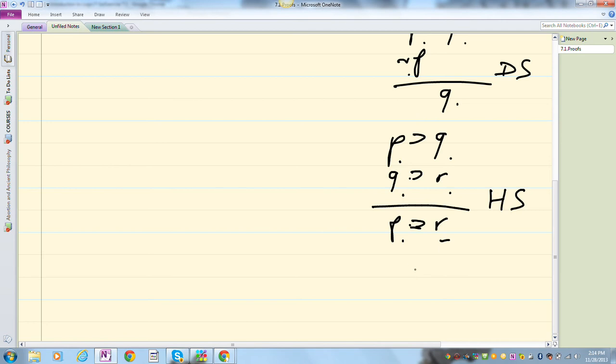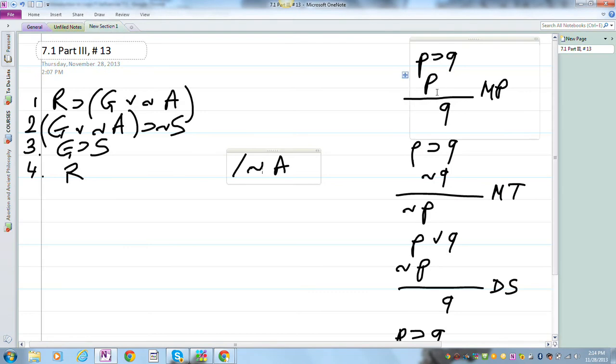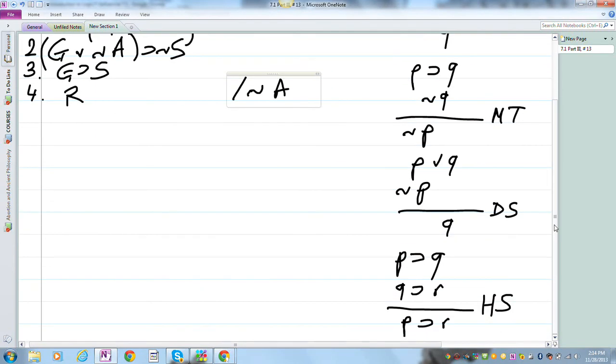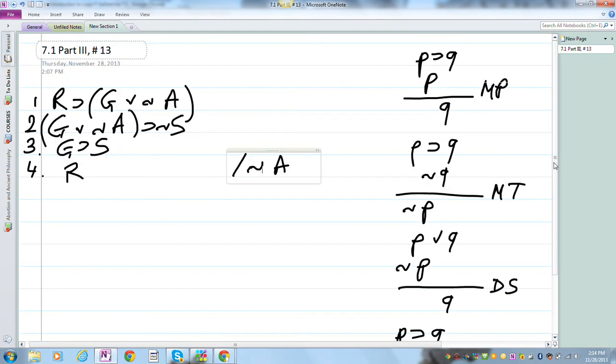So now that we have reviewed the patterns of reasoning, I still have them here on the right-hand side: modus ponens, modus tollens, disjunctive syllogism, and hypothetical syllogism. Then we can learn how to do the exercises in part 3 of section 7.1. What I have here is, as an example, number 13 from part 3 in section 7.1. And this is an argument with 4 premises, which are written down here.